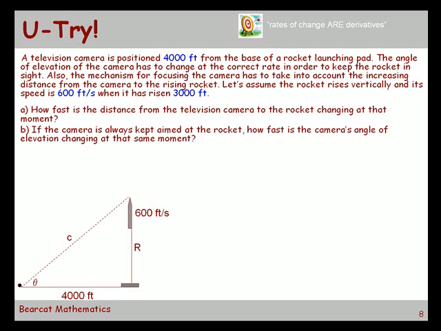At this point, I'm ready to determine what's given and what I'm asked. There's really only one given rate, and that is in terms of R, dr dt, right? dr dt is given as 600 feet per second. And then since there's an A and a B part, there's two unknowns. What's the first unknown they're asking us in terms of the variables I have here? Yeah, dc dt.